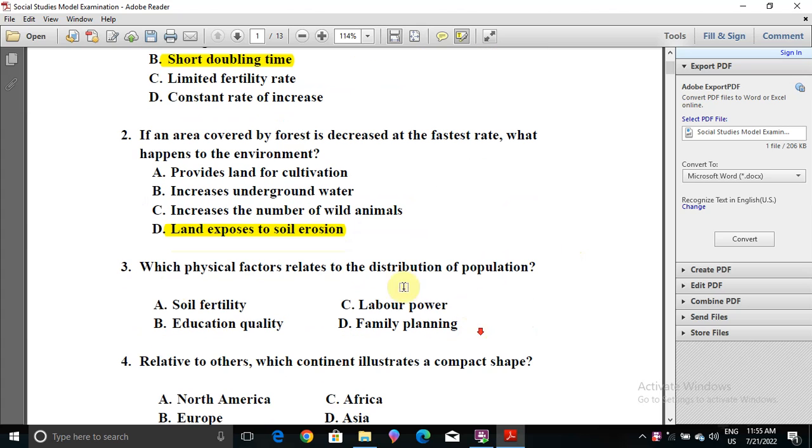Now question number 3: Which physical factor relates to the distribution of population? It will be soil fertility, education quality, labor power, or family planning. Here it says physical factors that relate to the distribution of population. It will be soil fertility, because it's a physical factor.